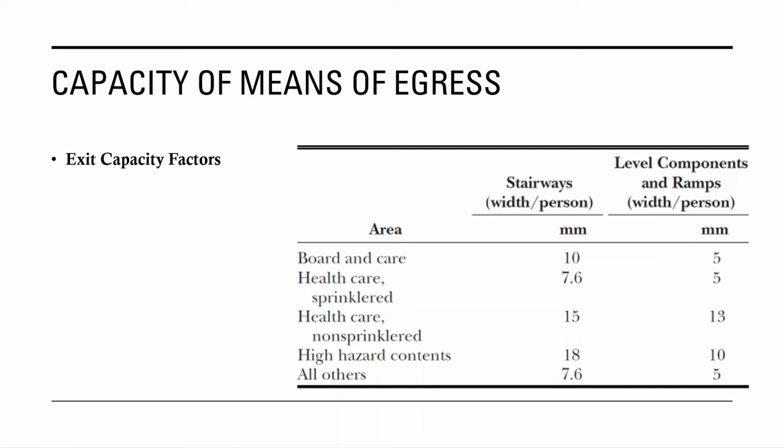Now, an important point that many designers miss is that capacity is cumulative. This means that when multiple spaces discharge into the same corridor or stair, the occupant load must be added together. You cannot size a corridor or stairs based only on one room.